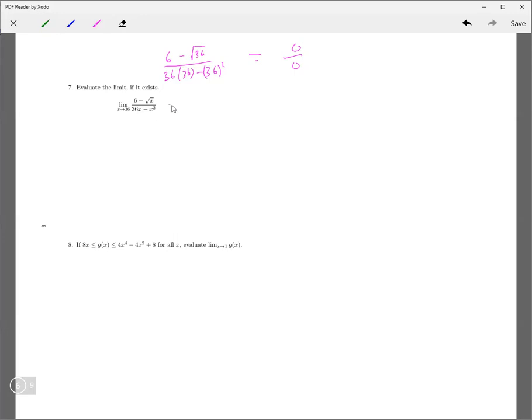So let's see what we can do here. The denominator factors: you can factor an x out, and you have 36 minus x, right? That's just factoring x out.